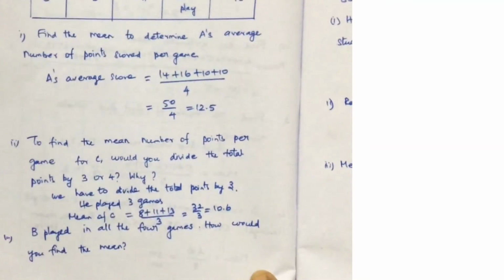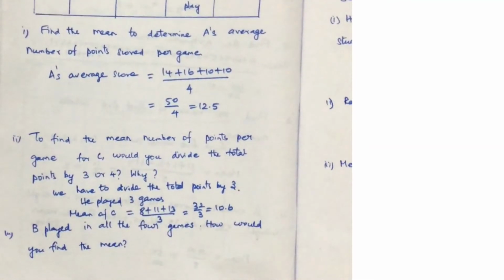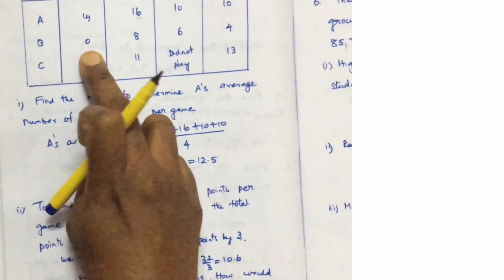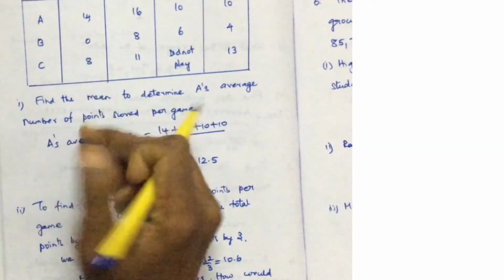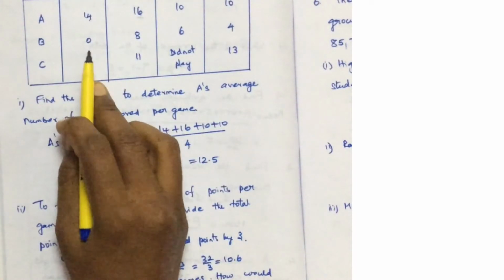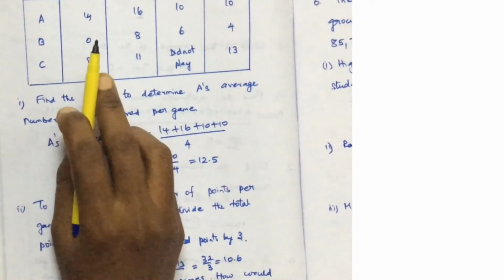B played in all the 4 games. How would you find the mean? You see here, even though B had a 0 here, you have to include that because he played and he didn't score anything. This is the difference between did not play and getting a score of 0. He played but he got 0 in that. So we have to include this.